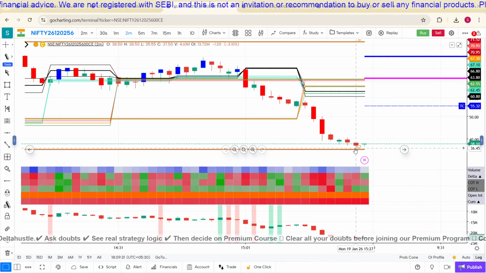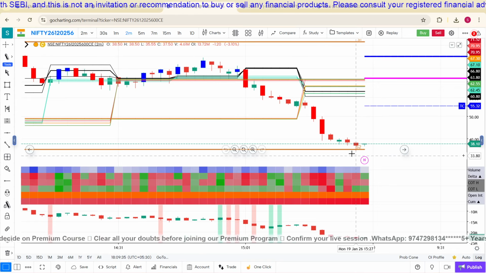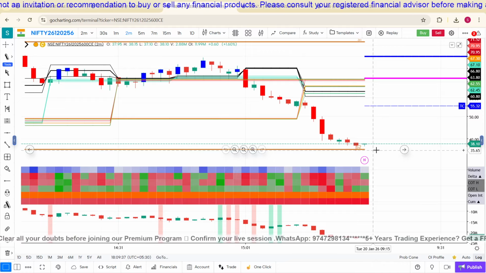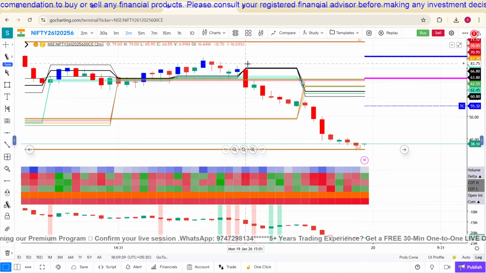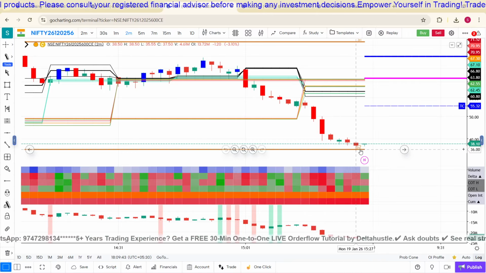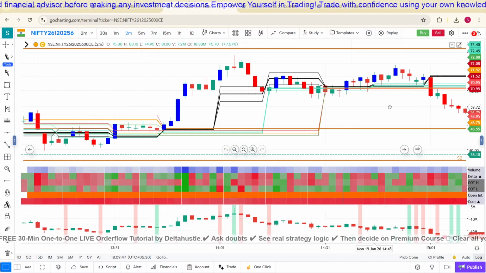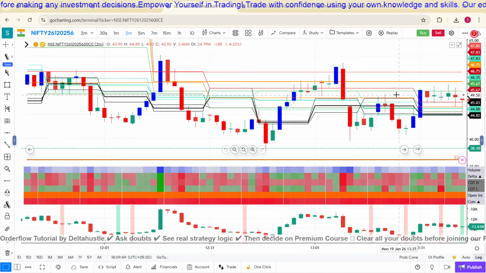And our target is support 2, CPR support 2. And support 1 broken, support 2, it has come exactly at this level. So for finding CPR breakout, it is a very, very interesting tool.